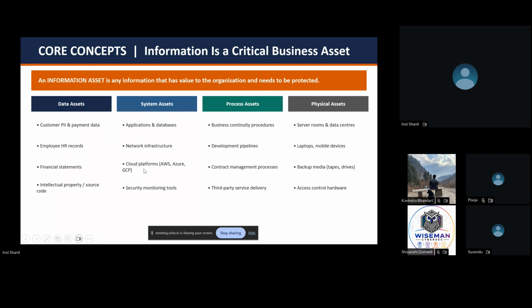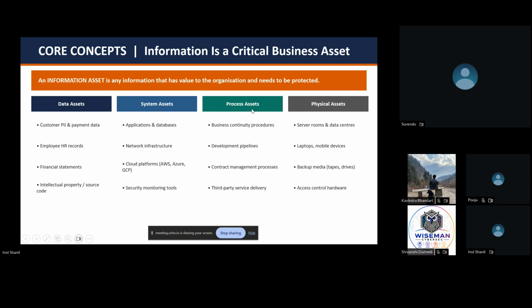Cloud platforms: AWS, Azure, Google Cloud Platform. As I was saying, if you are storing your databases on AWS, that is again a cloud platform where your information is hosted. That is called a system asset. Security monitoring tools: there are various devices like intrusion detection systems or a continuous monitoring system of an organization's information. That is categorized under security monitoring tools. That is a system asset.